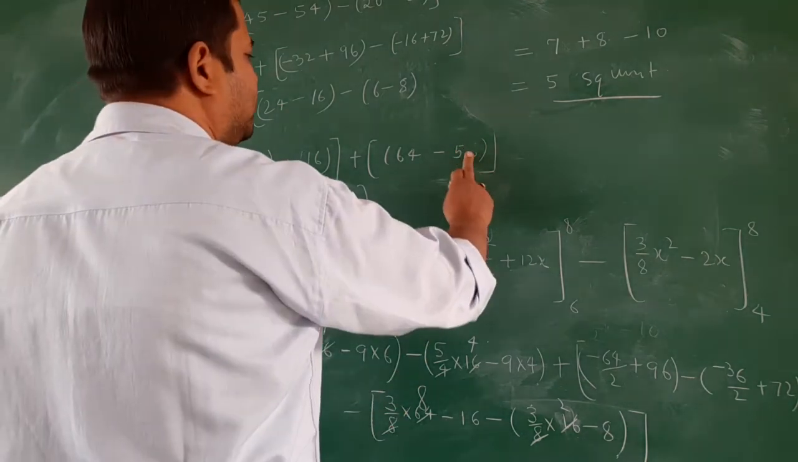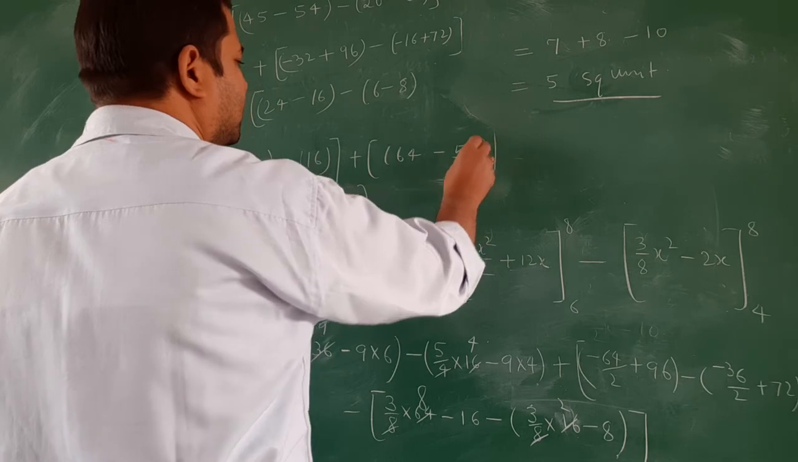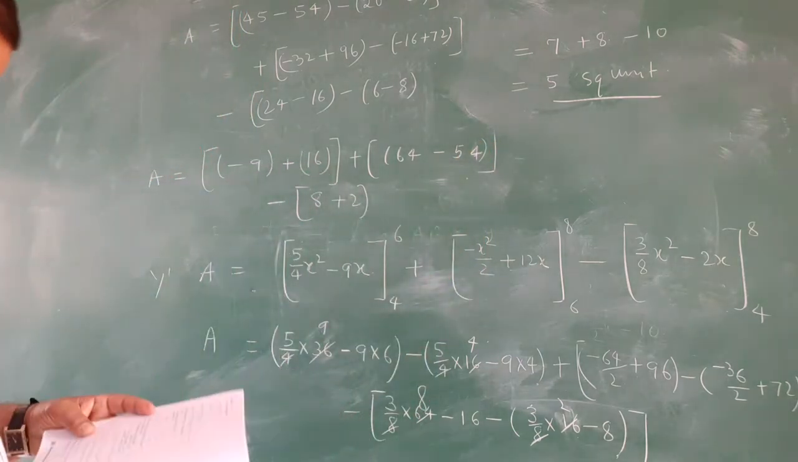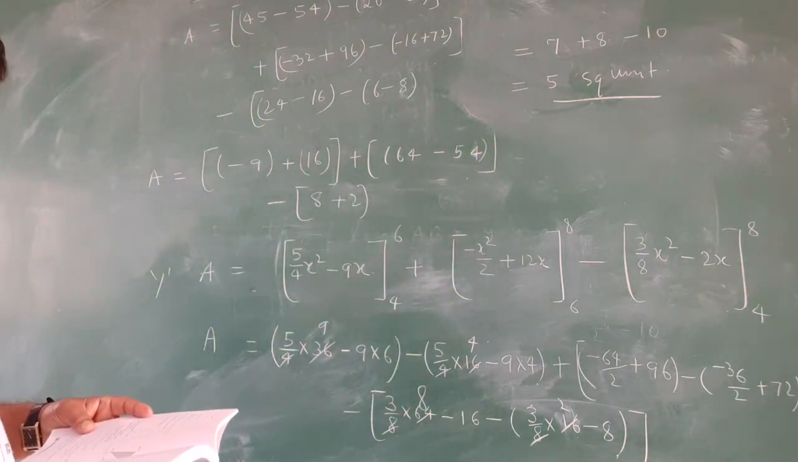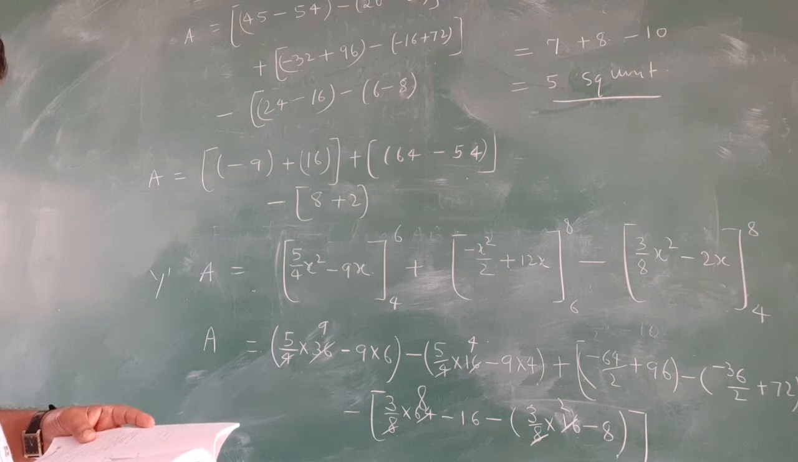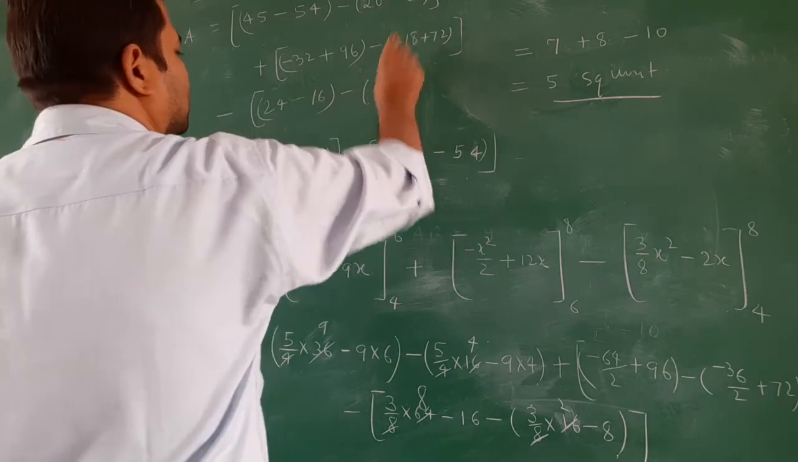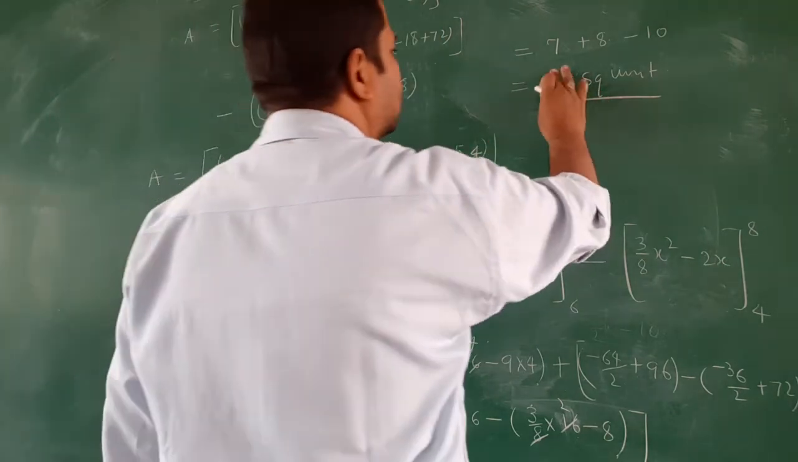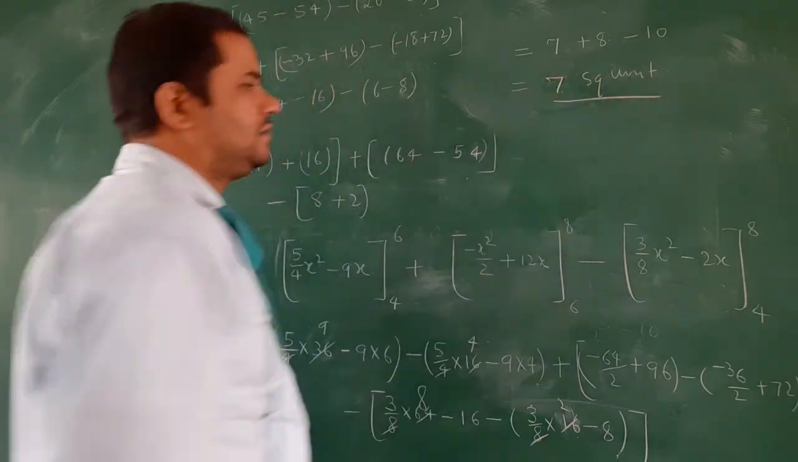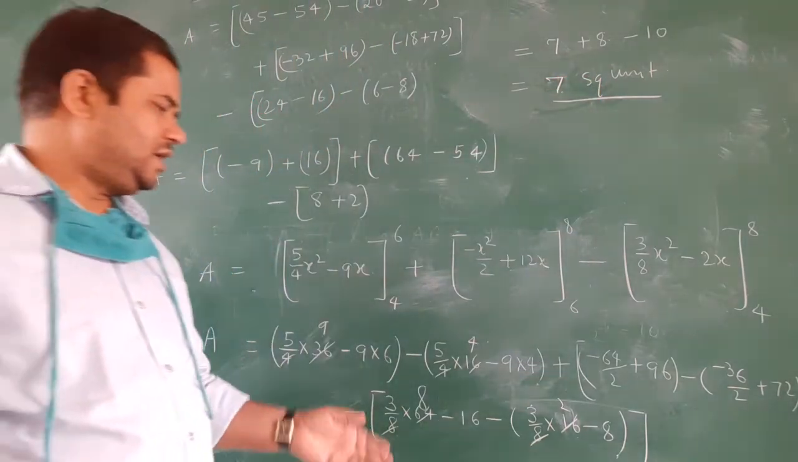This is 54. Okay. (18 plus 72). So area is 7 square unit. Okay. So calculate it, no problem.